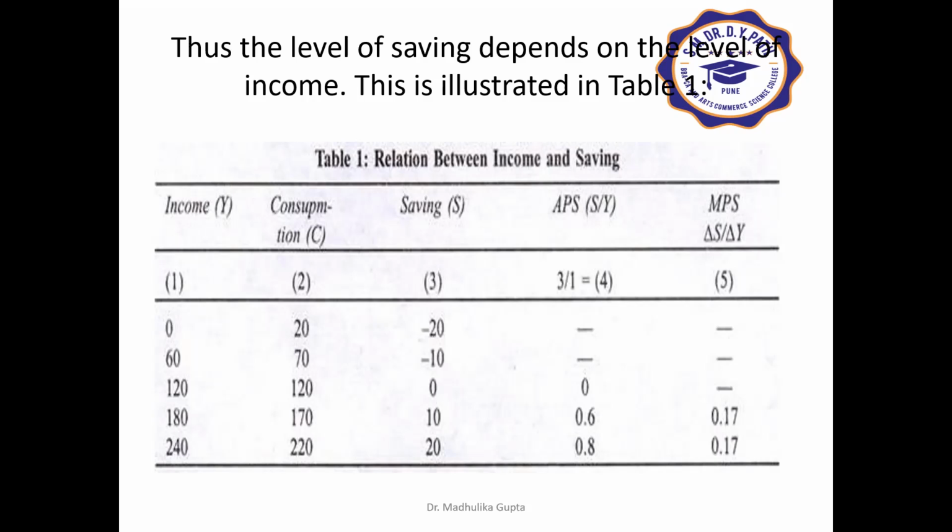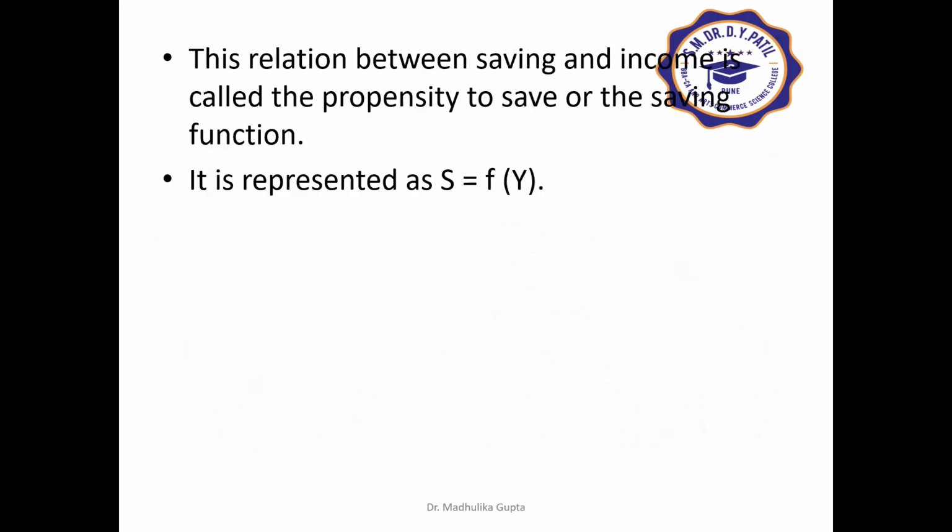The relation between saving and income is called the propensity to save or the saving function. It is represented by the formula S = f(Y): saving is a function of disposable income Y. Thus the saving function indicates a functional relationship between S and Y, where S is the dependent variable and Y is the independent variable. That is, S is determined by Y. Saving is determined by income.